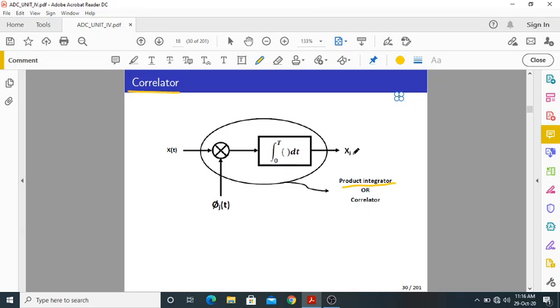Now what is xj? It is integration 0 to T of x of t into phi j of t. You just write down what is xj from this figure. That equals integration 0 to capital T of x of t into phi j of t dt. So this is a product as well as integration, and that's why it's called product integrator or simply called a correlator.